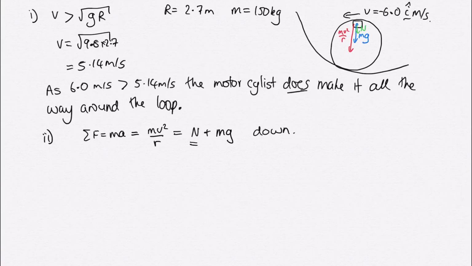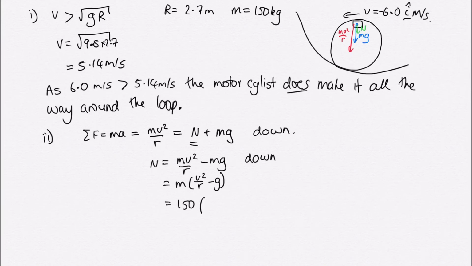So all these forces are directed down. So let's rearrange it, and we've got normal is equal to mv squared on r minus mg down. So we can pull m out. So we've got m times v squared on r minus g. So now we can substitute in. We've got 150 times v squared, which he's going at 6 meters per second, so that's 6 squared over 2.7 minus g, which is 9.8, and solving this on the calculator we get 530 newtons.